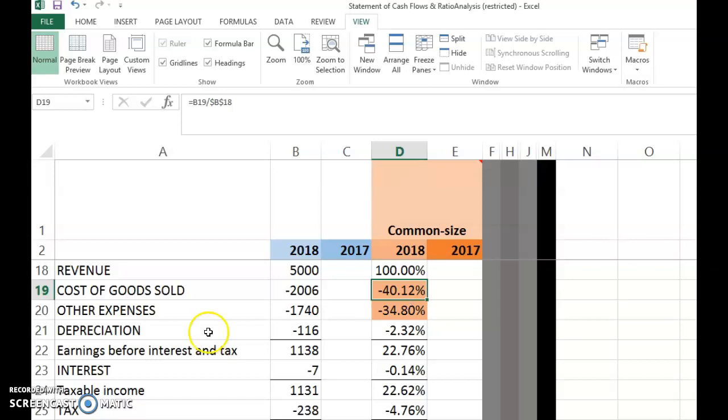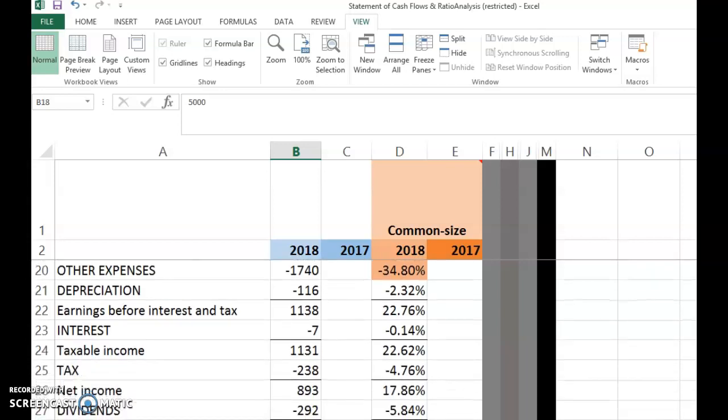But here the other expenses is rather high. This is almost 35%. How do you get this value? It is 1740 divided by 5,000. That's how you do the other computations as well. I'm not going to go through that. You can do it on your own. So this tells you that the other expenses are rather high.